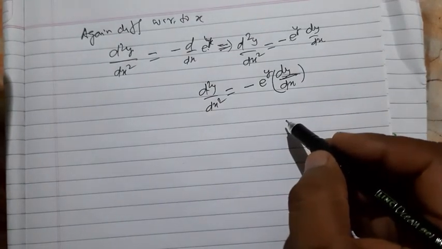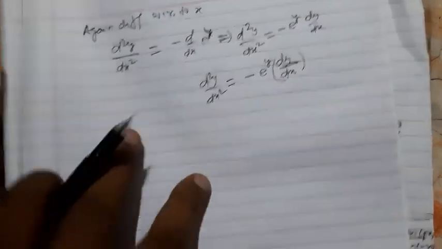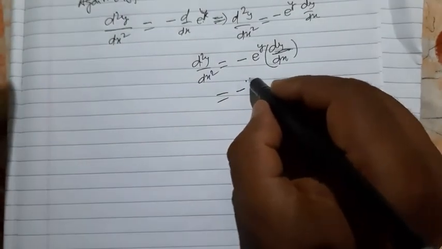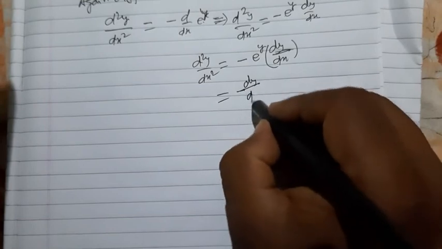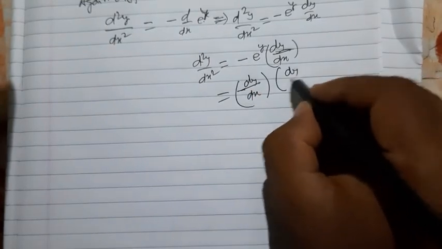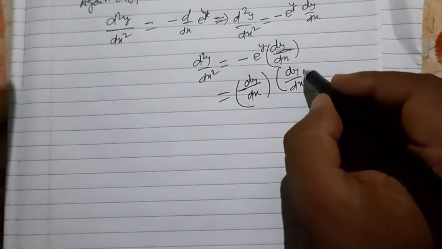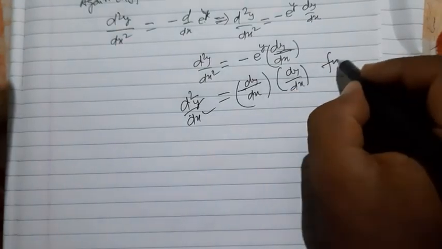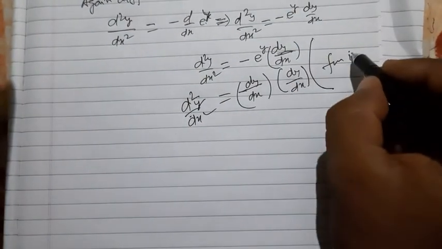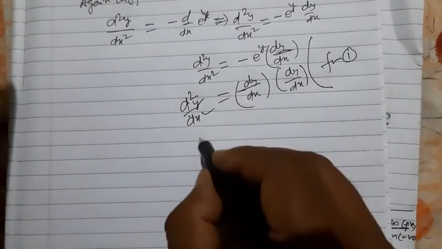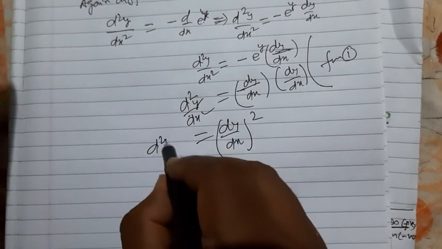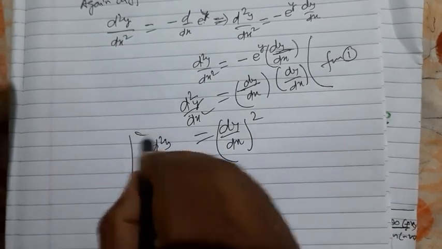And now we see that from the first, dy by dx is equal to minus e power y. So you can write minus e power y as dy by dx, and dy by dx is also written here. So d2y upon dx square, taking from the first, will be (dy upon dx) whole square. So this is the answer.